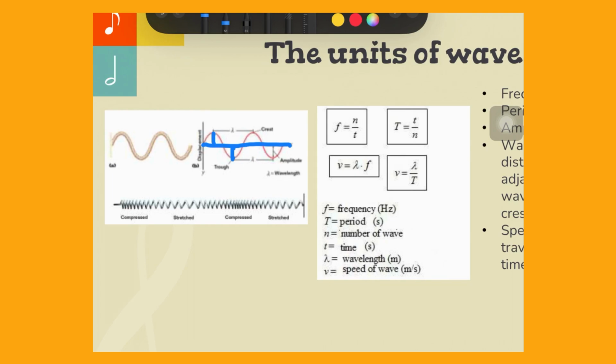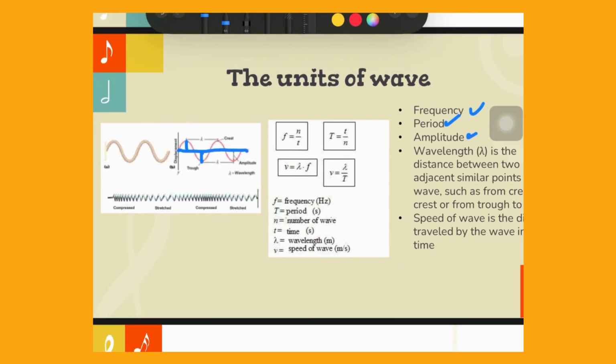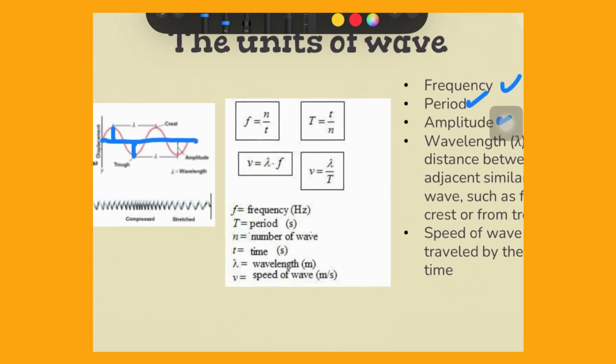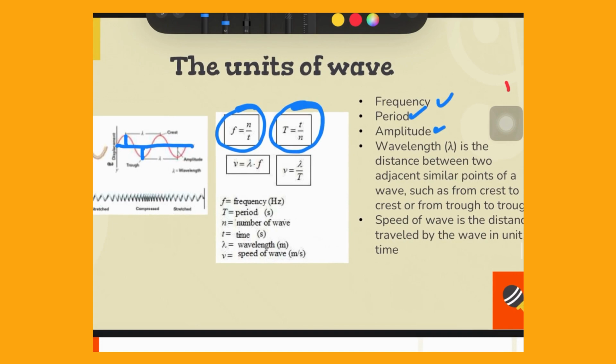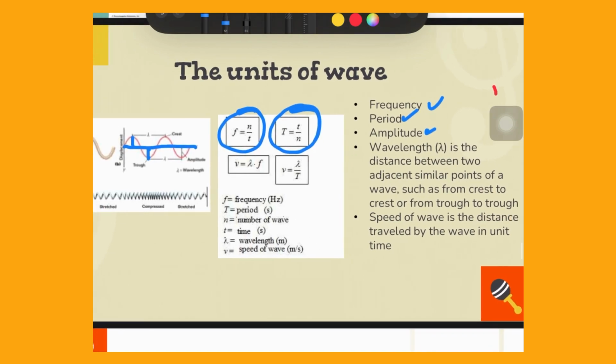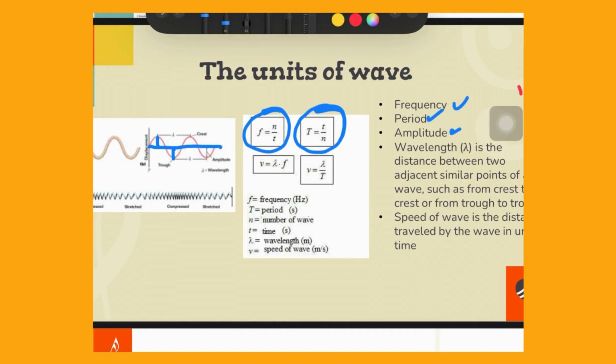And then the frequency. The frequency is the number of waves over time. The period is the time needed to make one wave. Here, the equation is the same as the vibration: frequency f = n over t, period T = t over n, where n is the number of waves. And then the other property we have is the wavelength.